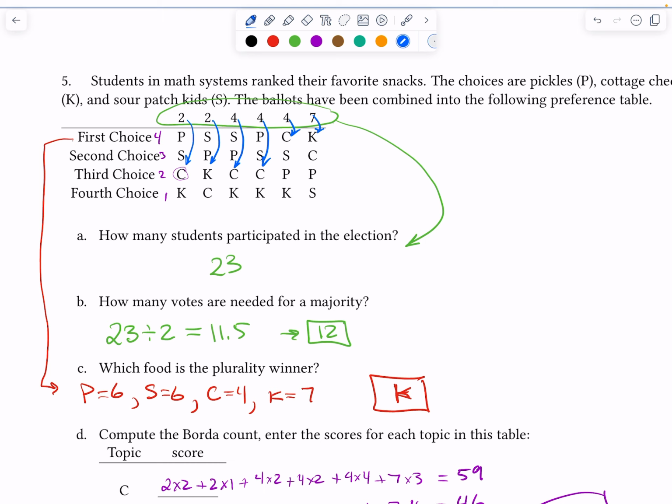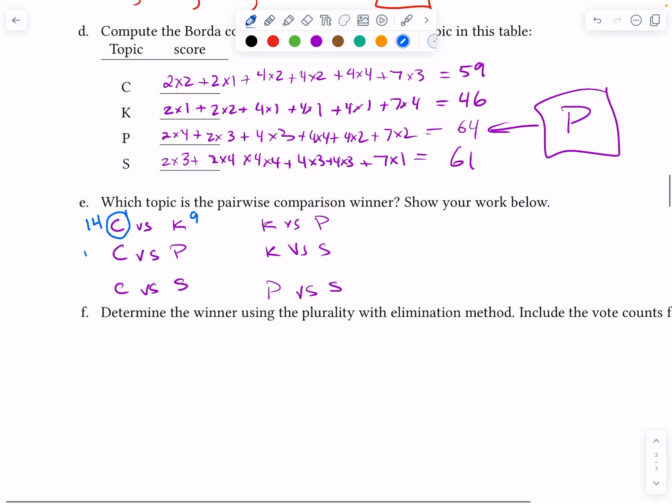So that's a total of 12. And C gets 11, it looks like. So 12 and 11. Oh, sorry, I blew it. I got it backwards. P was the 12. C was the 11. So P is the winner of that pairwise comparison.